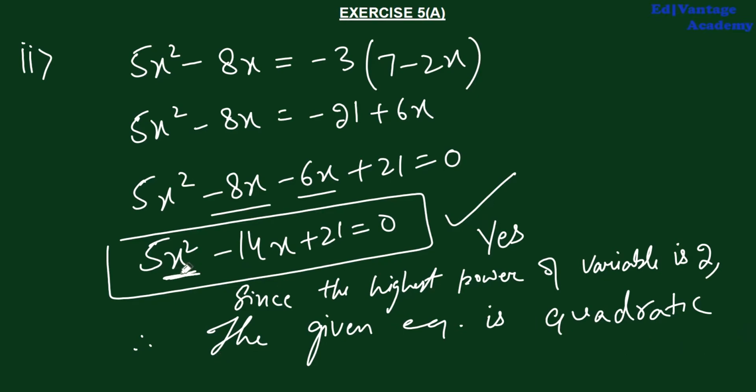You can see the variable x is having highest power 2. So suppose if this is a constant, if on this you have some power 2 or 3 or 4 or 5, that won't be counted. On x, what is the power?